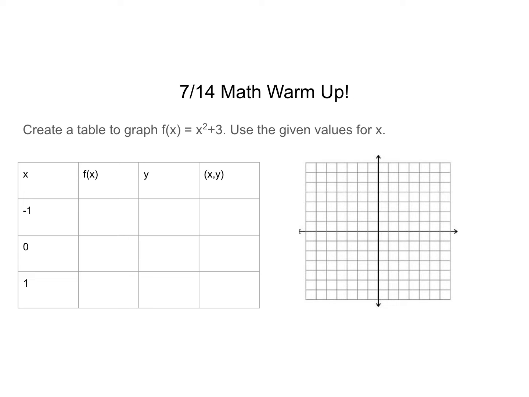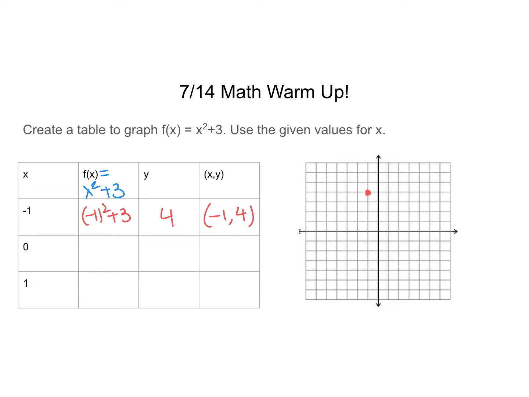And this warm-up will help us with what we're doing today. So our f of x in this case is x squared plus 3. So I'm just going to plug negative 1 in, and I end up with positive 1 plus 3, which is 4. So negative 1, 4 would be one of my ordered pairs.